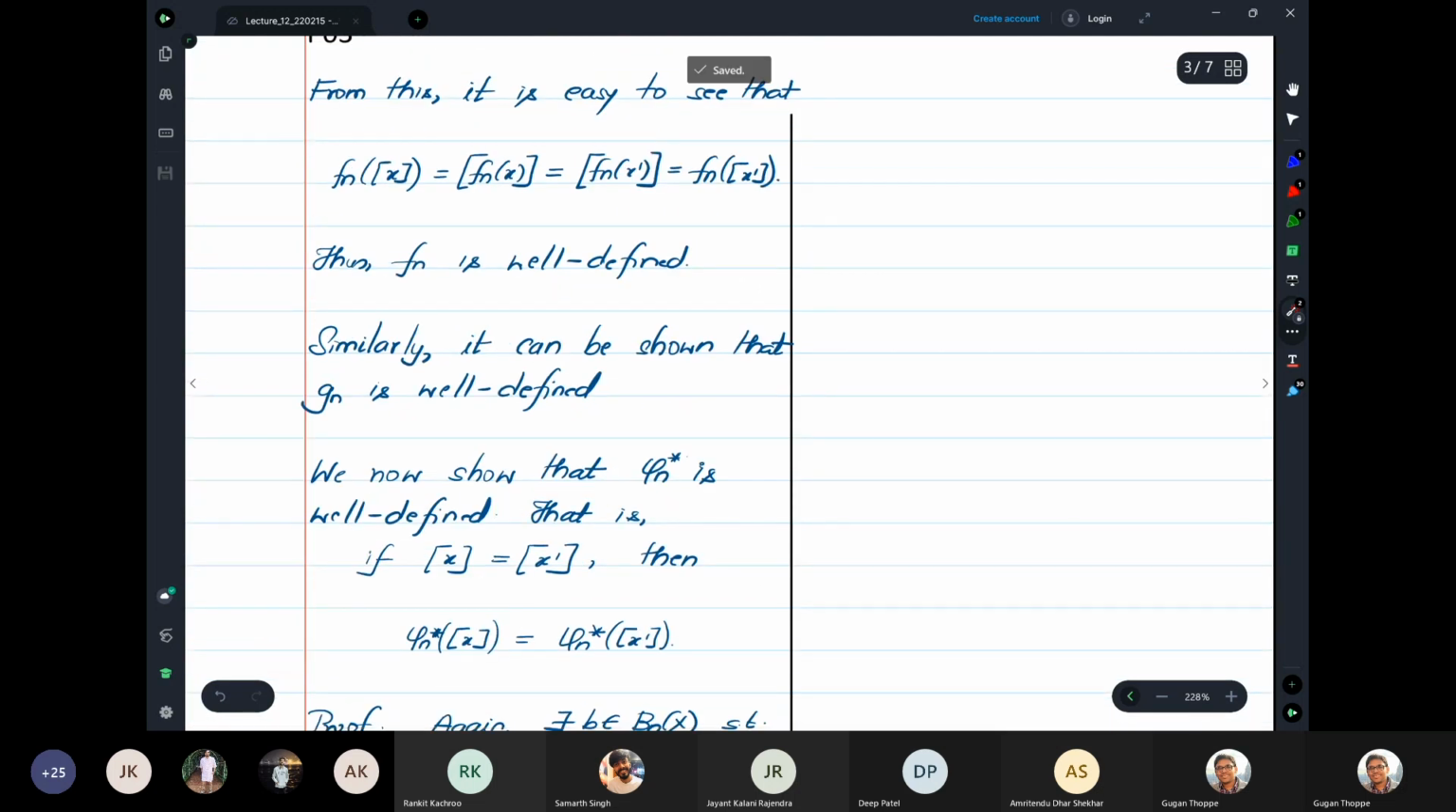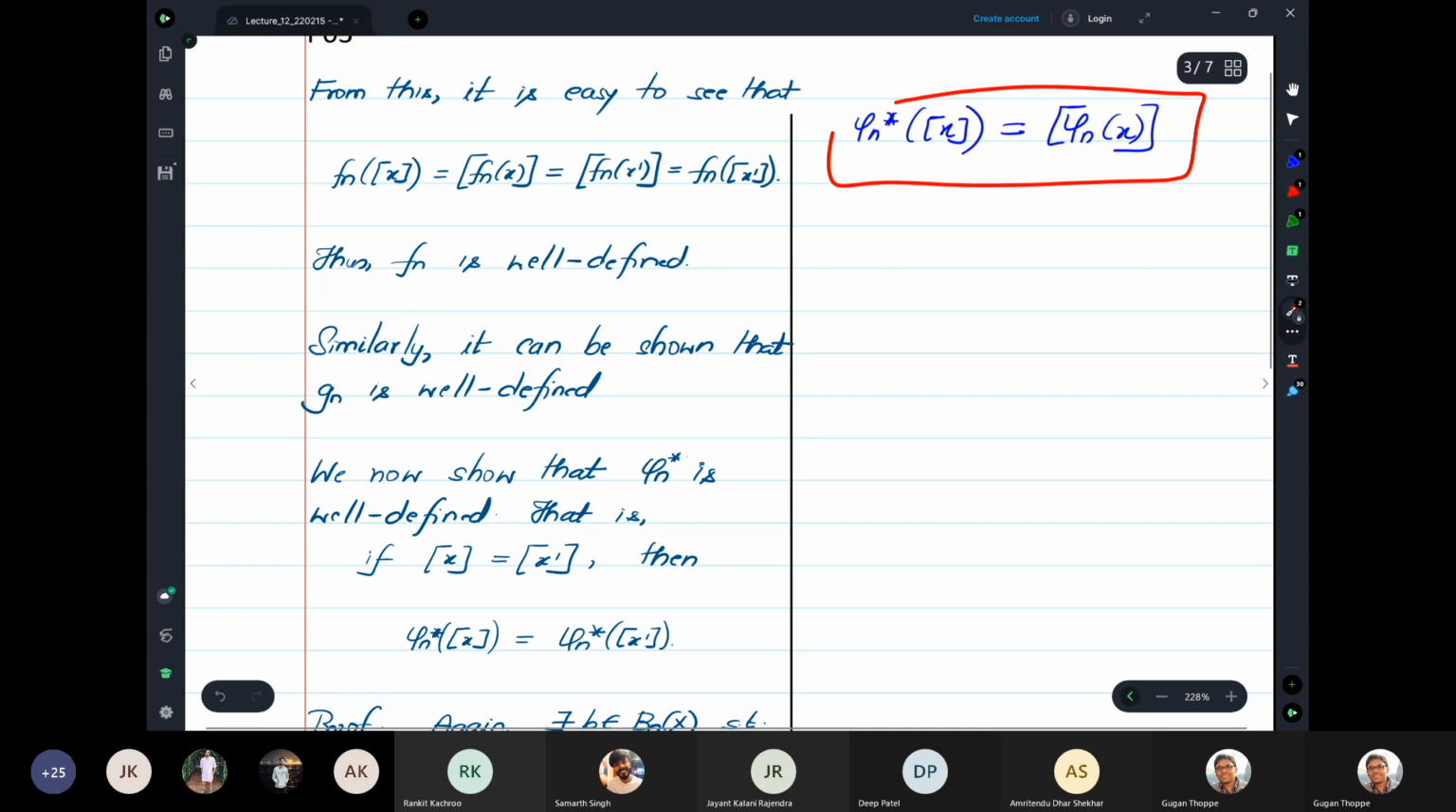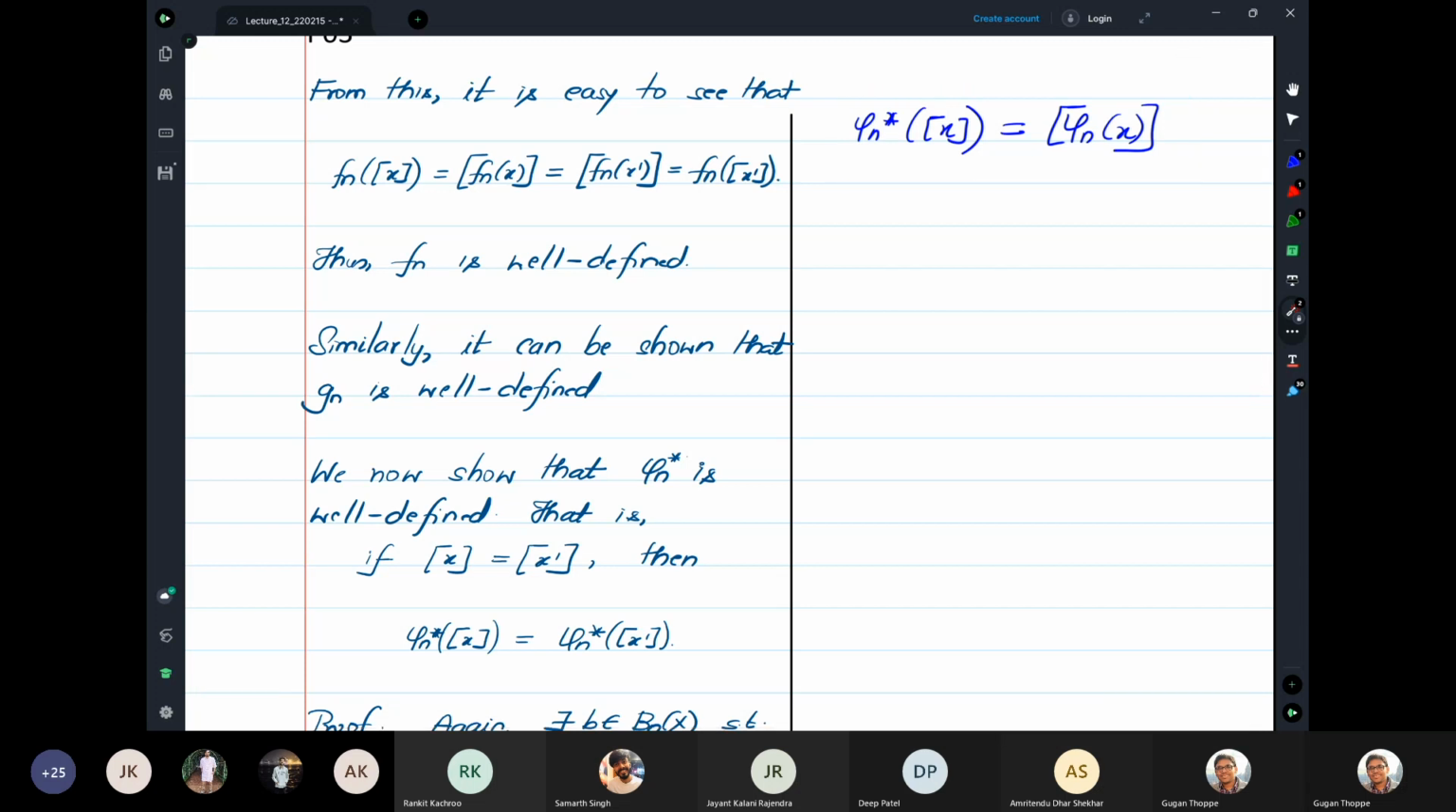Now the last thing that we have to verify is the way we define this phi_n star of x. What we did was, phi_n star of this equivalence class [x], we said this equals: you take phi_n of x and think of the equivalence class of phi_n of x. Again, it may appear that we are somehow focusing on the representative in the equivalence class, so at first glance this definition may seem to depend on the representative we choose. What we have to show is that the way we have defined this, it actually doesn't depend on which representative we choose for the equivalence class.